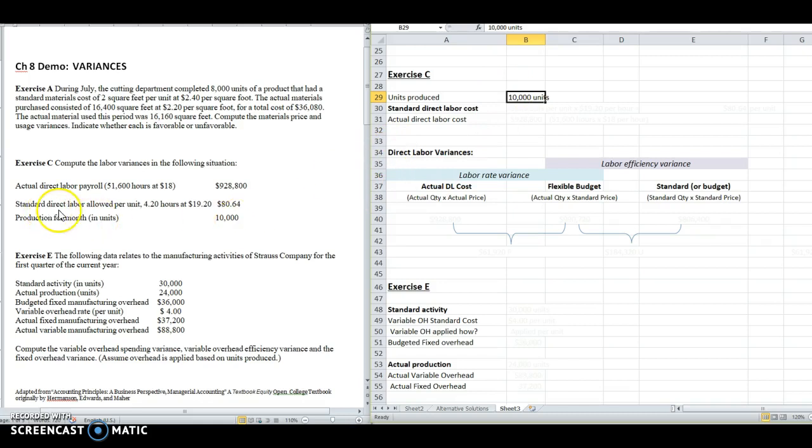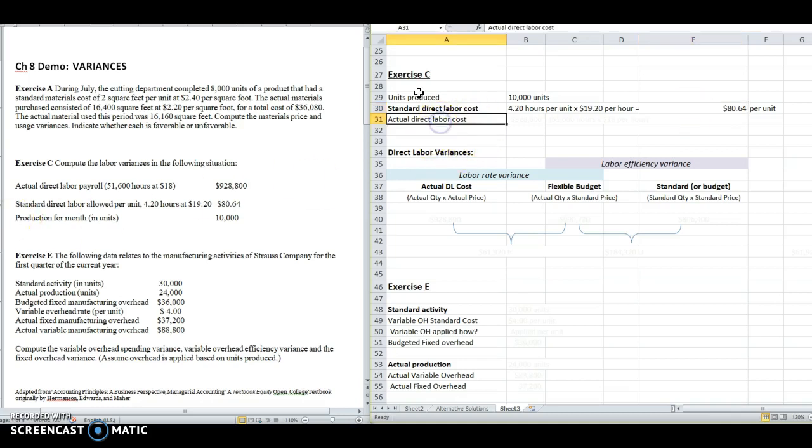Purely optional. Now we need to know the standard direct labor cost. This is 4.2 hours of direct labor per unit at $19.20 per hour. So we'll put that in. If we multiply those together, that's where that other number comes from. See this number beside it, $80.64. It comes from the 4.2 hours required per unit times the direct labor rate of $19.20 per hour. That's how it gets the $80.64 per unit. We can use that later if we want, but we don't have to.